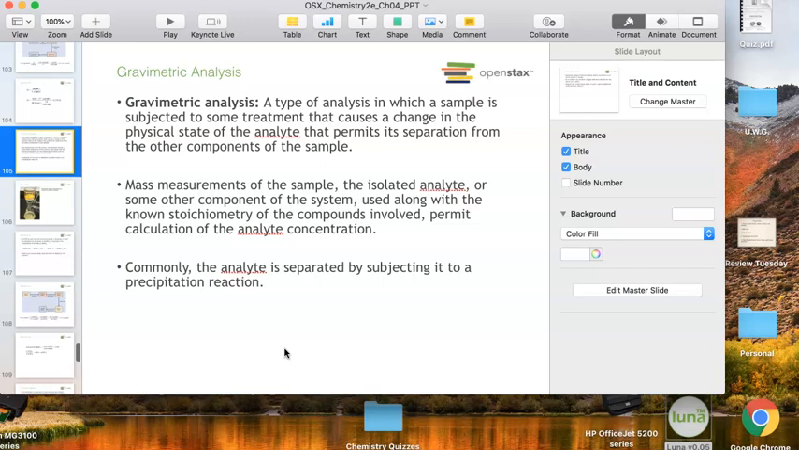Okay, so switching gears from titrations to gravimetric analysis, and so it says it's a type of analysis in which a sample is subjected to treatment that causes a change in the physical state of the analyte that permits separation from other components of the sample. For example, mass measurements of the sample, the isolated analyte, or some other component of the system used along with known stoichiometry of the compounds involved permit calculation of the analyte concentration. Commonly, the analyte is separated by subjecting it to a precipitation reaction.